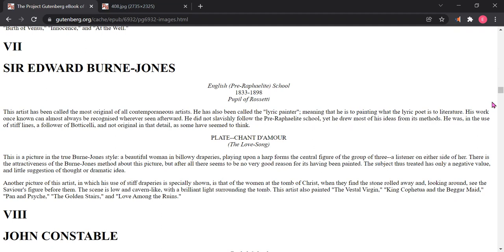There is the attractiveness of the Burne-Jones method about this picture. But after all, there seems to be no very good reason for its having been painted. The subject, thus treated, has only a negative value and little suggestion of thought or dramatic idea.